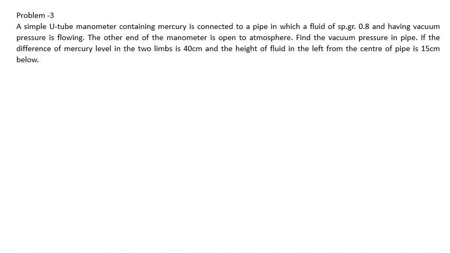So next, problem number 3. A simple U-tube manometer containing mercury is connected to a pipe in which fluid of specific gravity 0.8 and having vacuum pressure is flowing. The other end of the manometer is open to atmosphere. Find the vacuum pressure in pipe.